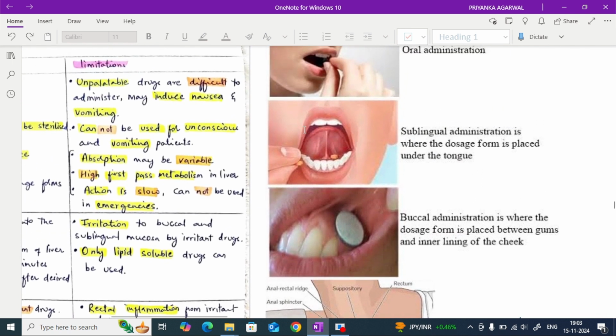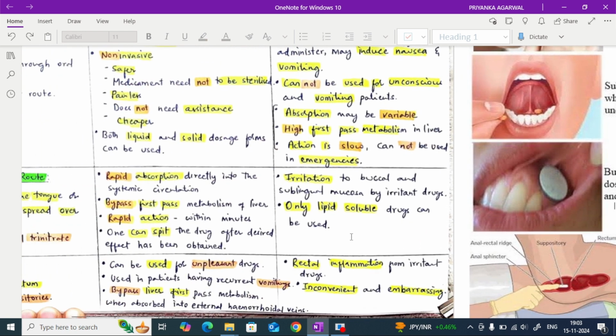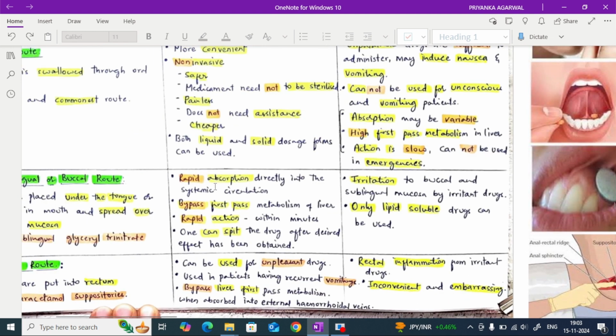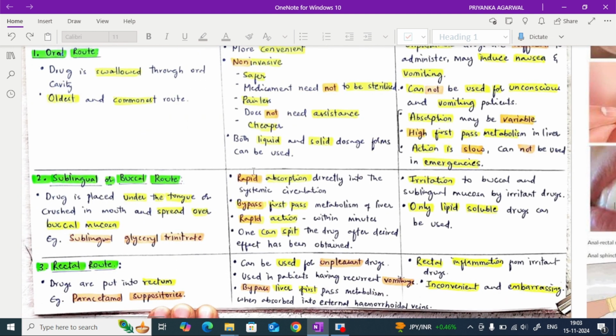Okay, so this would be the sublingual route. Drug is placed under the tongue like this. This will be the buccal route. So drug is placed over the buccal mucosa. Okay. Now coming to the advantages of sublingual or buccal route.